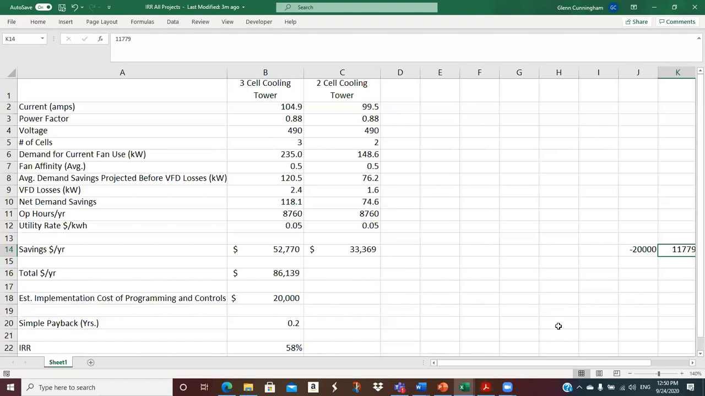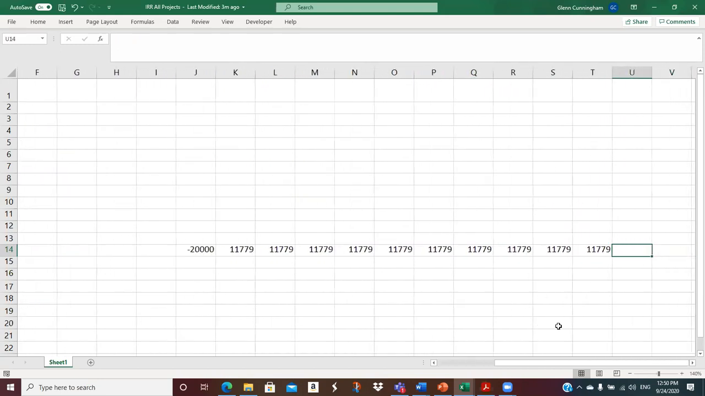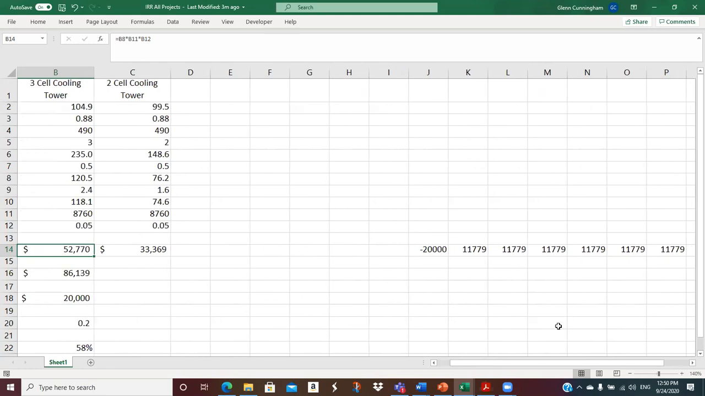So anyway, this is my example on how to do it. It's not the best, but I think you can run this out as many years as you want to. And you simply have to tell it that range. Was it J14? Yeah, and the first one is the cost.